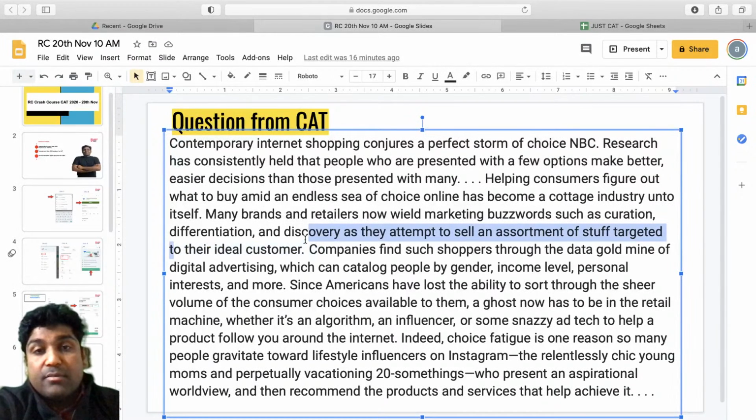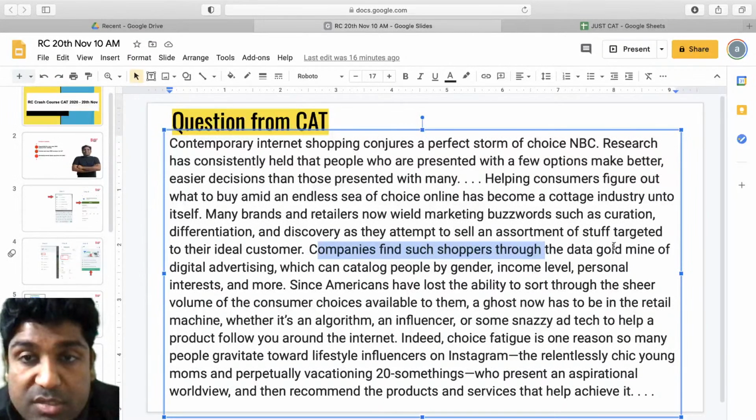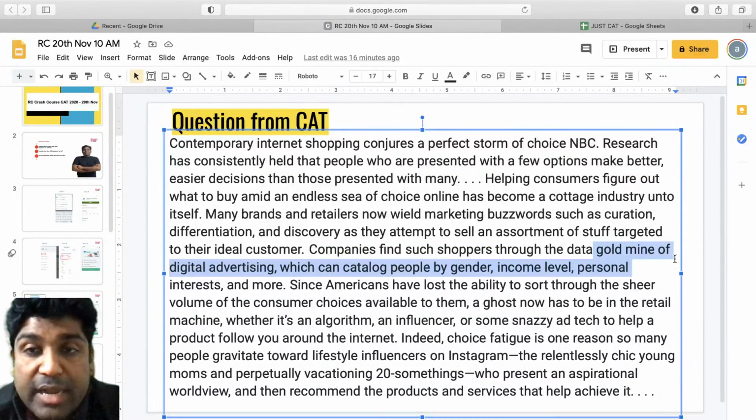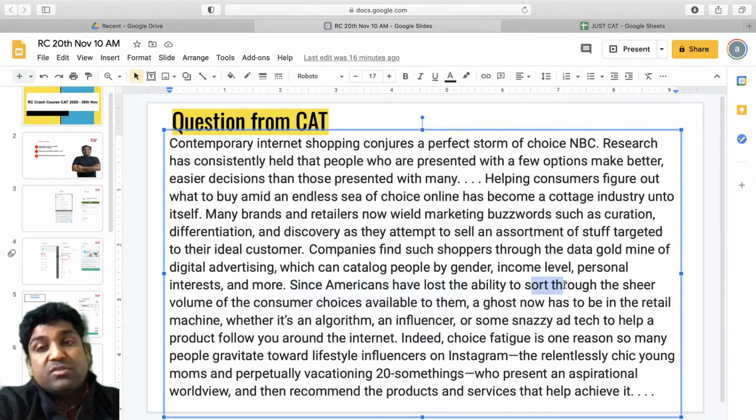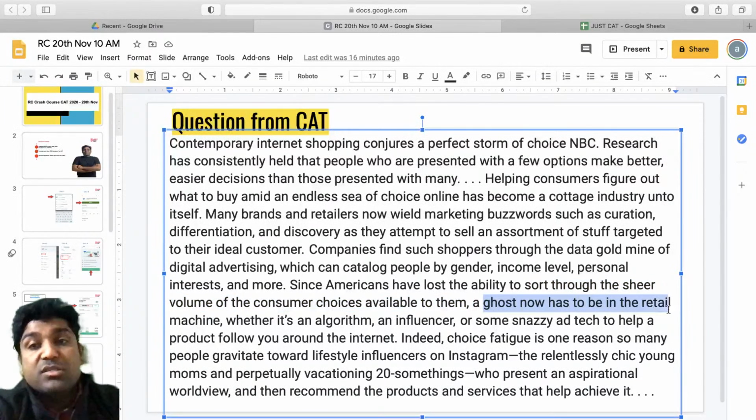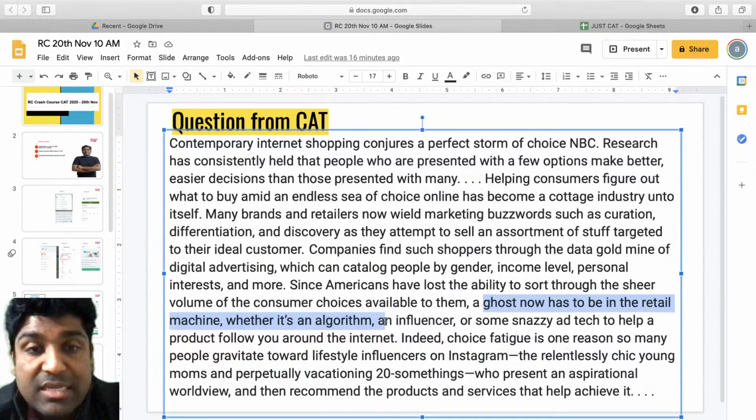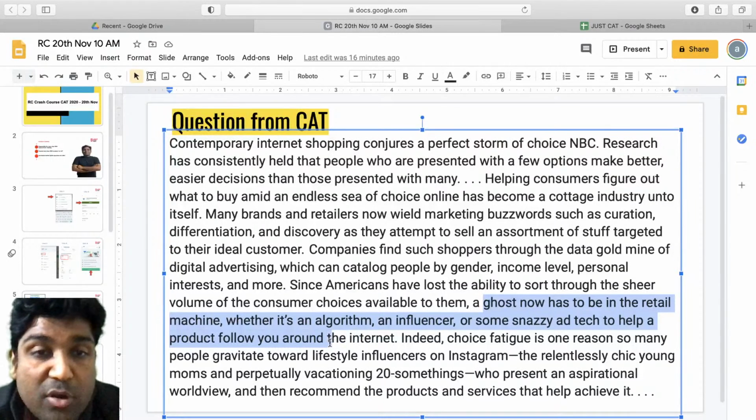as they attempt to sell an assortment of stuff targeted to their ideal customers. Companies find such shoppers through the data gold mine of digital advertising, which can catalog people by gender, income level, personal interest, and more. Since Americans have lost the ability to sort through the sheer volume of consumer choices available to them, a host of retail machinery, whether it is an algorithm, an influencer, or some crazy ad tech, now has to help a product follow you around the internet.